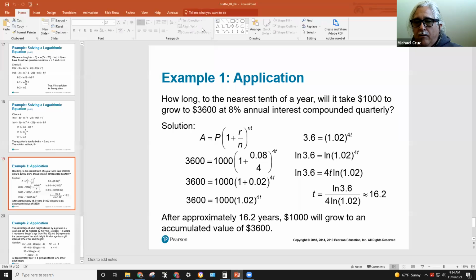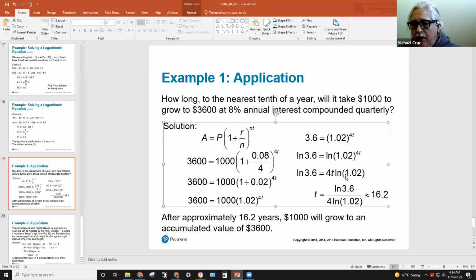All right, now we're just going to do the ln of both sides because there's no base 10 here. So the ln of 3.6 is equal to ln of 1.02 to the 4t power. Bring the 4 down as a multiplier with the power rule. There's the t you want to solve for. So we need to divide by 4 ln 1.02. So on the right side, everything is going away but the t. And on this side, it's the 4 ln 1.02.